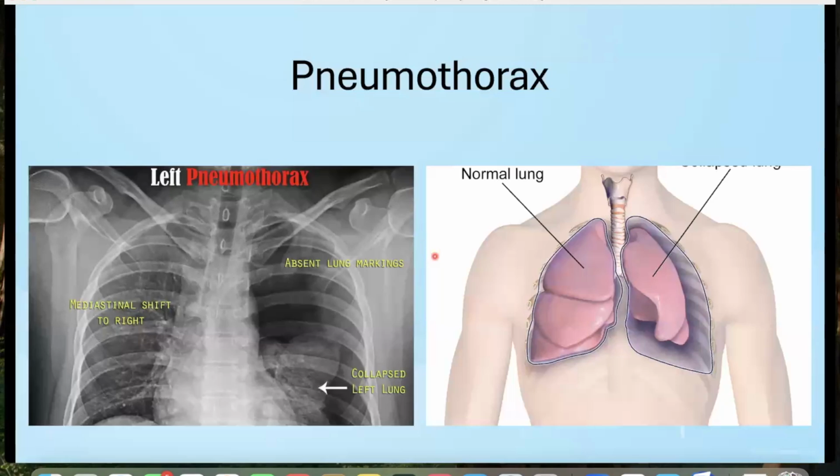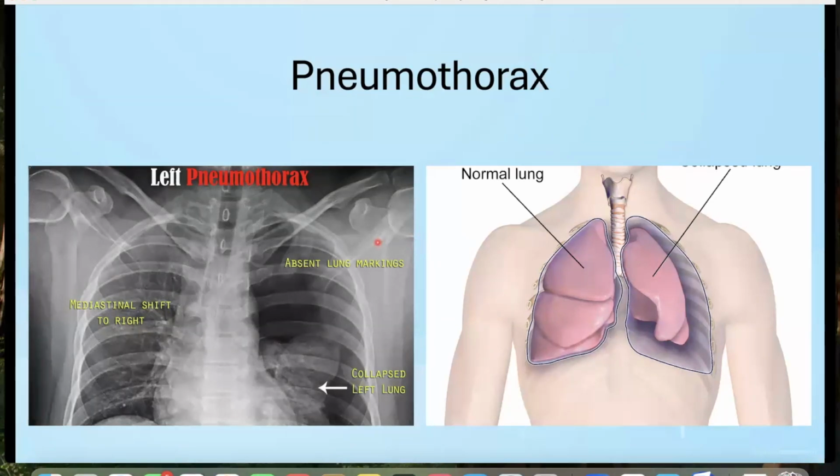This is an example of a pneumothorax. As you can see in the diagram, the cartoon on the right, our lung is no longer filling up the entire chest cavity, and so we've got this empty space all around the lung that is beginning to put pressure on that lung.